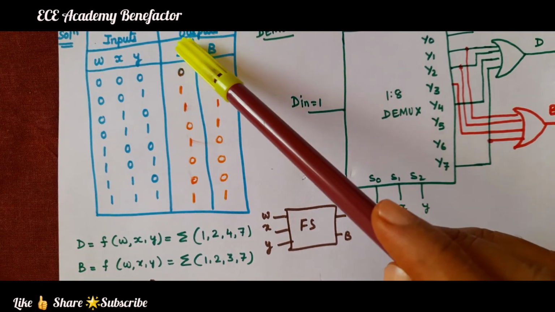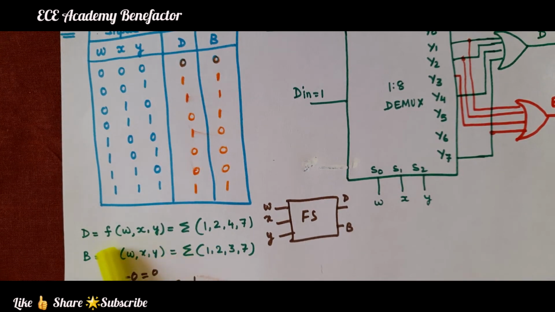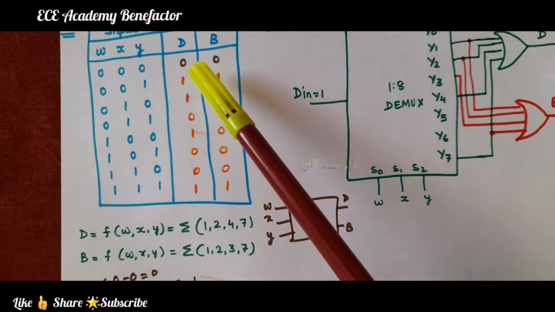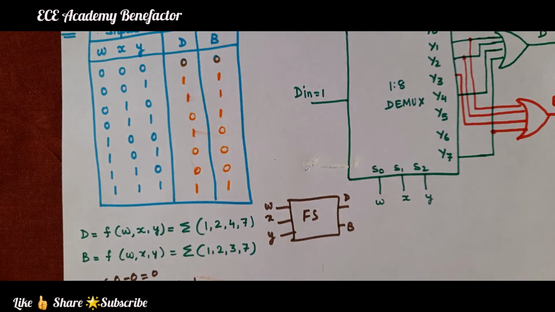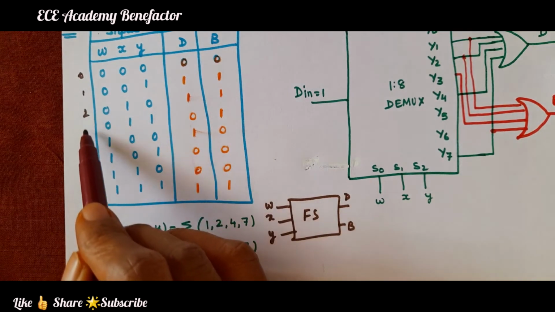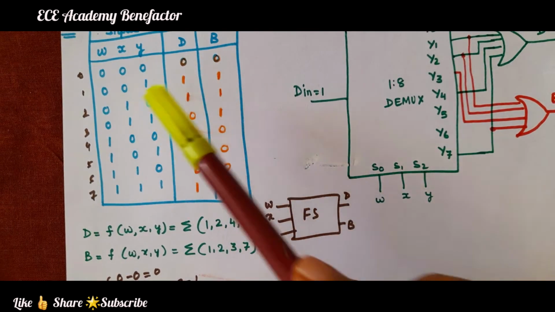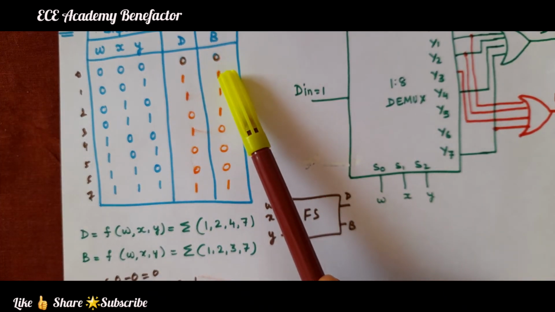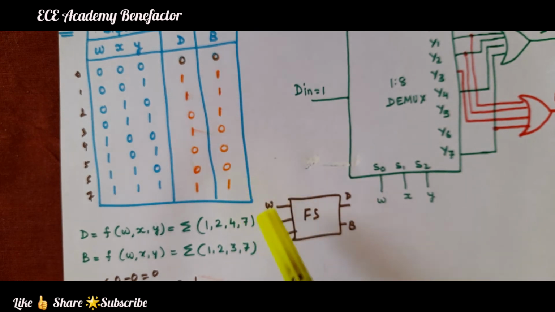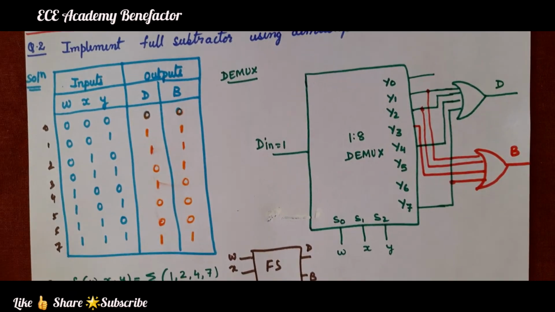Looking at this difference column, now we can write the list of minterms. The difference function of W, X, Y has minterms where you have ones. 000 is 0, 1, 2, 3, 4, 5, 6 and 7. So, 1 is at 1, 2, 4 and 7. So, we have written the difference as having 1 at 1, 2, 4, 7 and borrow is having 1 at 1, 2, 3, 7. Now, let us draw the 1:8 demux.